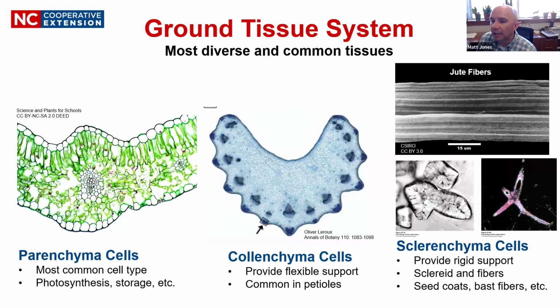They can be fibers, so very rigid fibers, like in the case of hemp or jute or flax, and then little concentrations of heavily lignified cells are called sclereids, and that's what provides the rigid structure of seeds or pits, seed coats, etc.